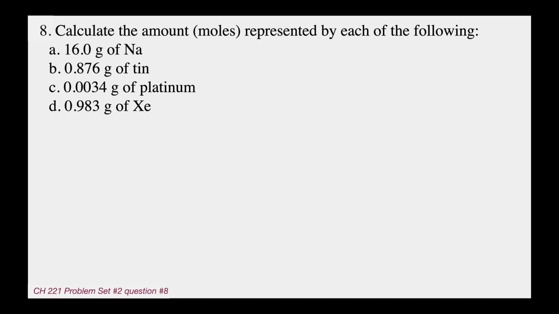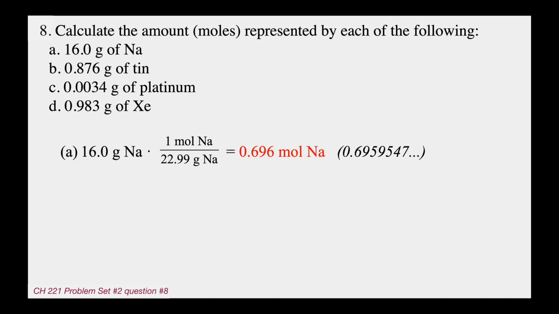So sodium is number 11 on the periodic table. You can look at number 11 for the molar mass. 16.0 is 3 sig figs, so I used 22.99 there. That came out to be 0.696 moles of sodium, moles of Na. And again, round up, that 5 is the third sig fig, 9 is the first digit to be dropped, so you want to make the 5 a 6. 0.696 moles.